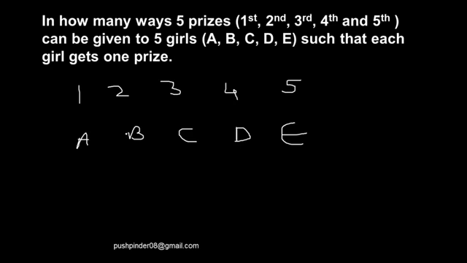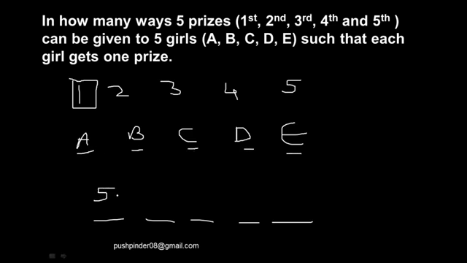Now over here we are distributing the prizes rather than girls coming and taking their prizes. So what we have to do is draw the number of slots, one for each prize, right? So first you have to distribute the first prize. In how many ways can you distribute the first prize? You can either give it to girl A, or girl B, girl C, girl D, or girl E. So there are 5 ways in which you can distribute the first prize.